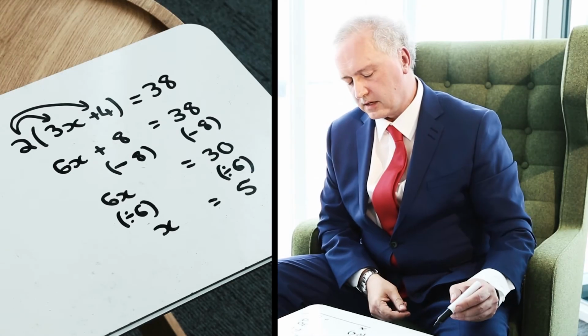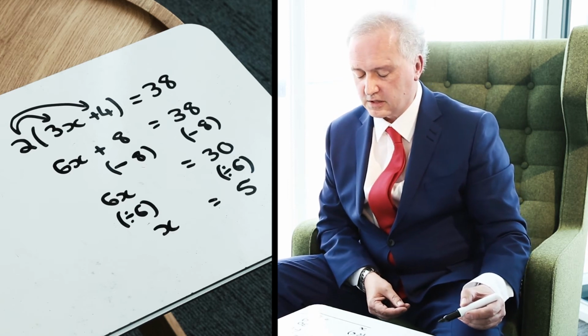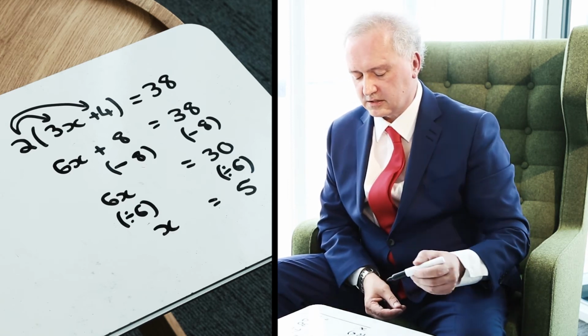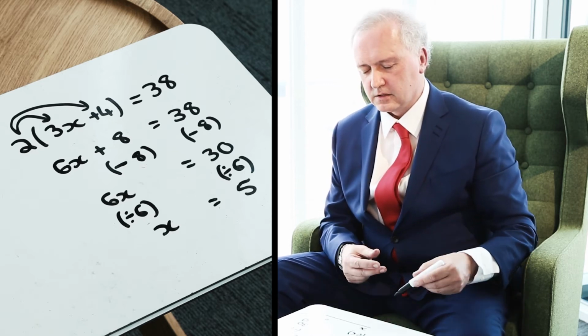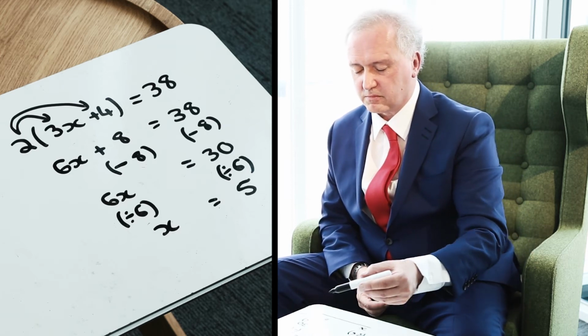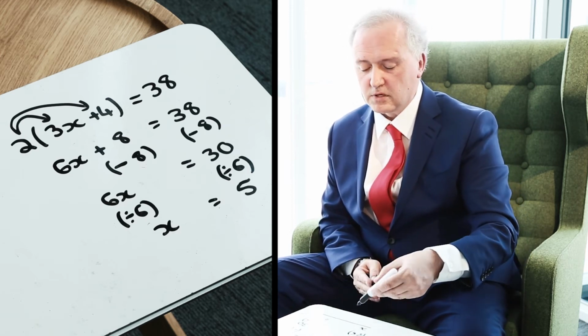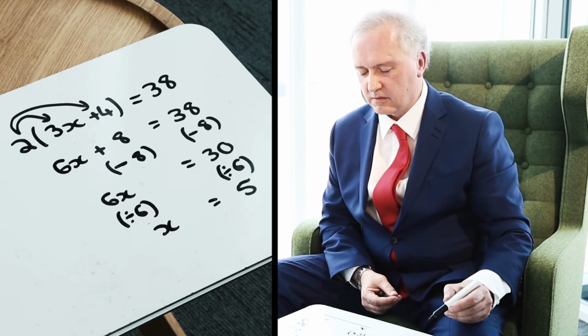So what I've got here, I can just check mentally that 3 times 5 is 15, 15 plus 4 is 19, and 2 lots of 19 is 38, so I know that x equals 5 must be my correct answer. So if I show clear, concise method work, expand the bracket successfully, manoeuvre the situation so I try to get x on its own, I'm going to get full marks for this type of question.